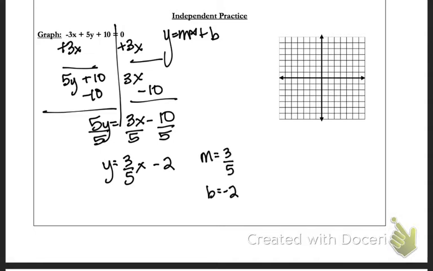Starting at the origin, I need to go to the y-intercept negative 2. So I'm going to go down 2 places and plot a point. From there, from negative 2, I'm going to go up 3 and right 5. I know that if I go up 3 and right 5, I'm going to fall off the graph. So now I'm going to go down 3 and left 5, creating a point that will be linear when I connect the points and graph that equation.